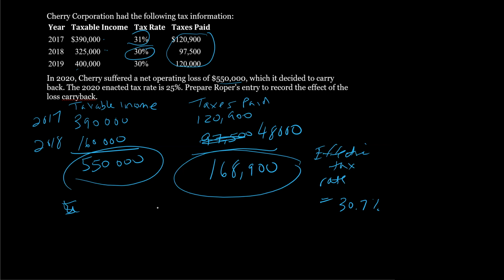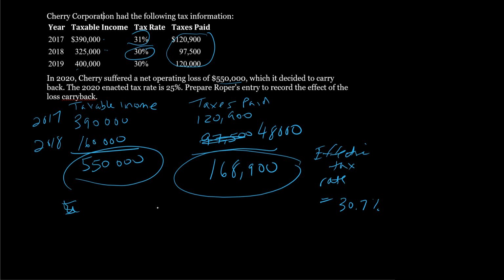So let's just pause. What we did here is we said, okay, they have a loss of $550,000 and they can carry it back. Now, the rules are you can carry it back for the immediately preceding 3 years. So we've actually got 3 years of data here. So that's perfect. If they had included 2016, that would have been a trick because 2017 is as far back as we can carry it.